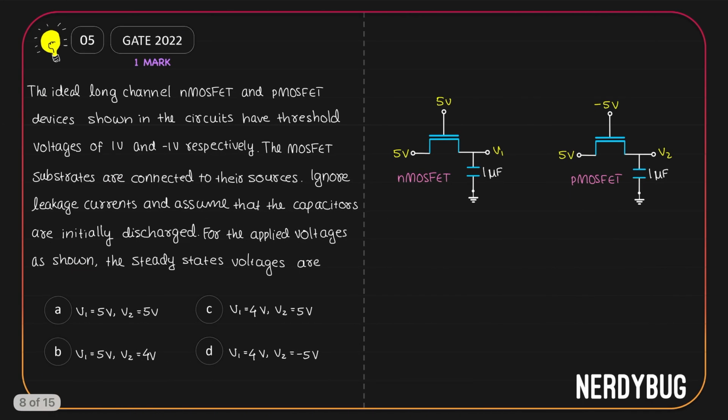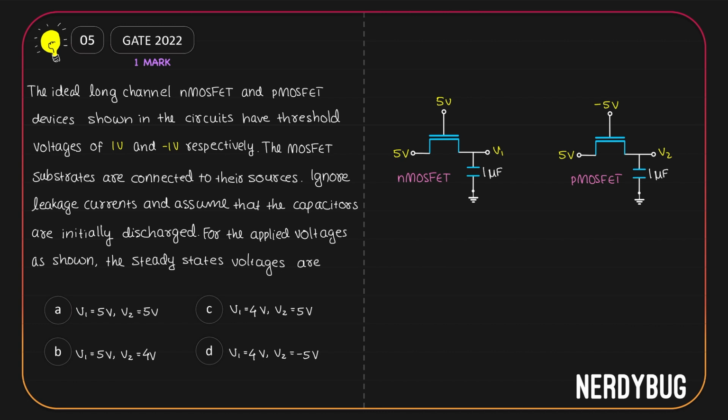Let us see the next problem. We have ideal long channel nMOSFET and pMOSFET shown in the figure. Their threshold voltages are 1 volt and minus 1 volt respectively. The MOSFET substrates are connected to their sources. We can ignore the leakage currents. Assume that the capacitors are initially discharged. For the applied voltages shown in the figure, we have to calculate the steady state voltages.